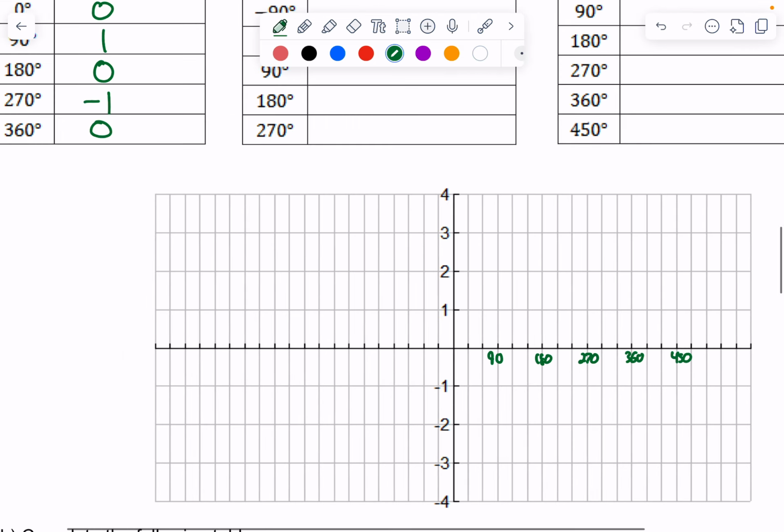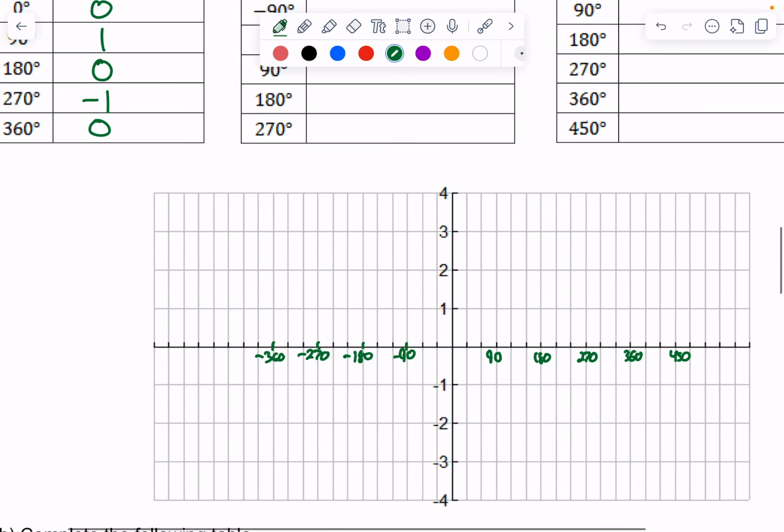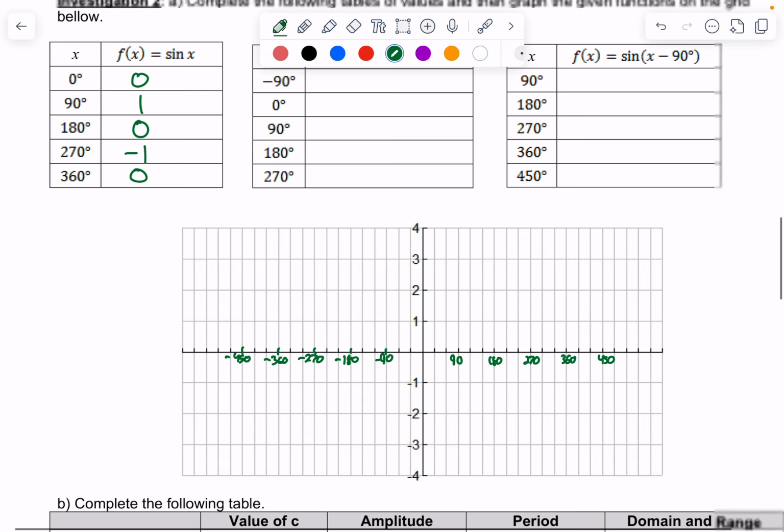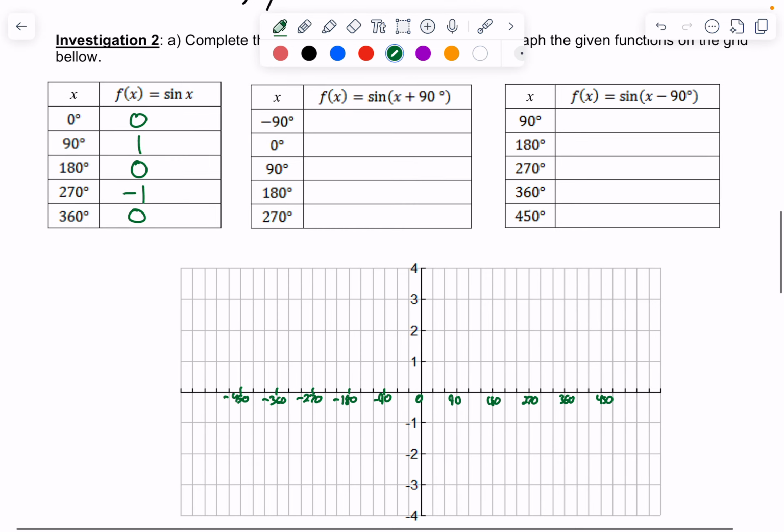So you're going like -30, -60, -90. 1, 2, 3, -180. 1, 2, 3, -270. 1, 2, 3, -360. I got these tick markers right here. And then we'll do one more. 1, 2, 3, -450. Perfect. Okay, and remember this is 0, 0 right here.